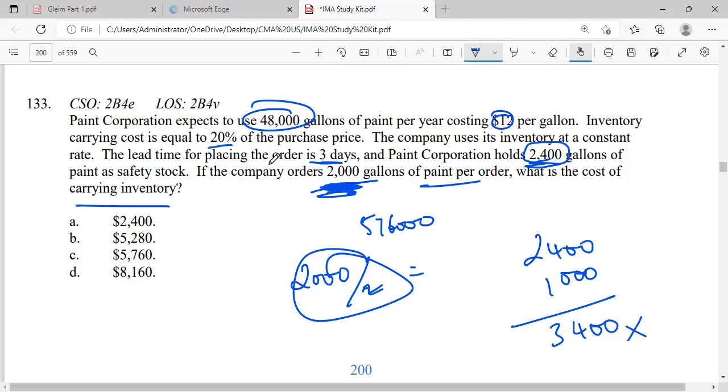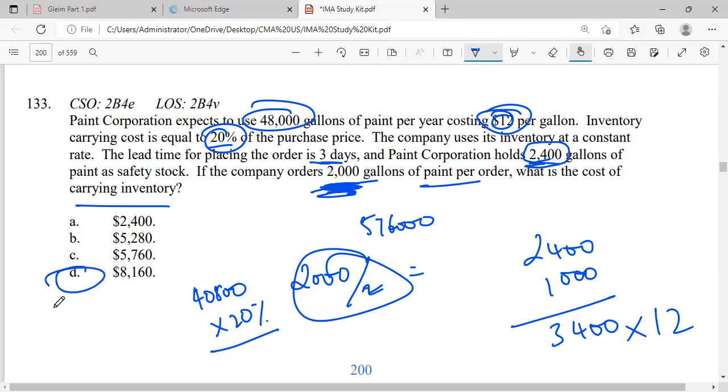Multiply it by the cost of the inventory, which is 12. 3,400 into 12 equals 40,800. Now I'll take 20% of this 40,800, because then only I'll get my carrying cost. 20% of this is 8,160. All right. Now let us go above and try to solve more problems.